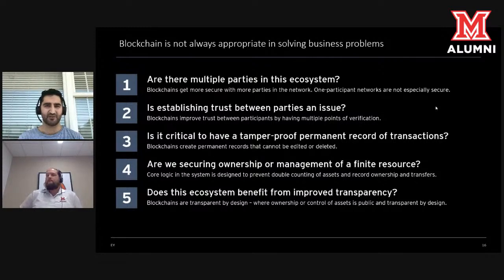The next question we ask is establishing trust between parties in issue. Because we have this distributed ledger, there's multiple points of verification of the data, and we can trust the technology using the consensus mechanism to make sure that all updates to the ledger meet the pre-agreed upon rules. And you could define and engineer, and there's multiple consensus mechanisms you can choose. So what you've done is you've decentralized control.